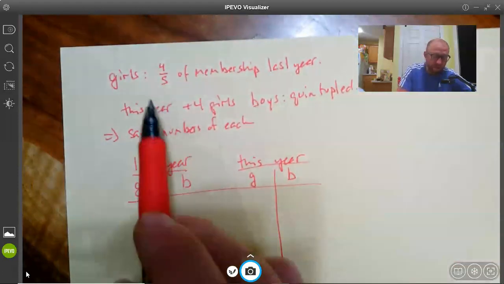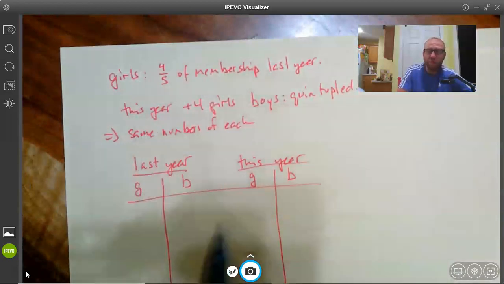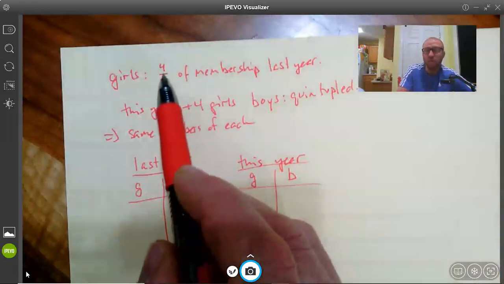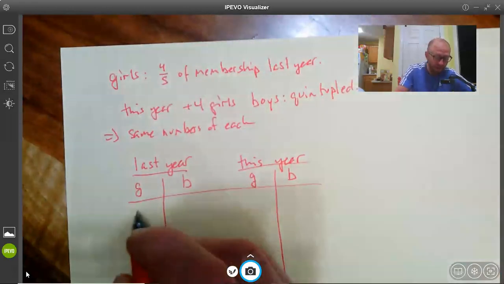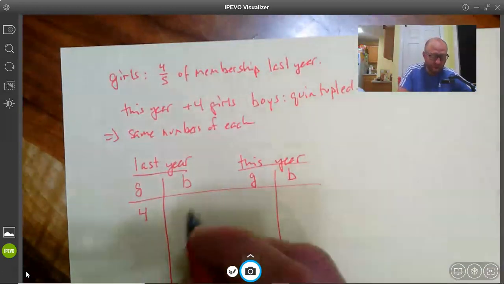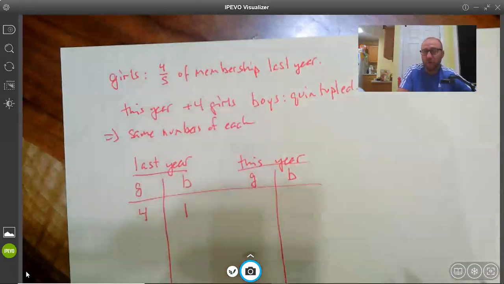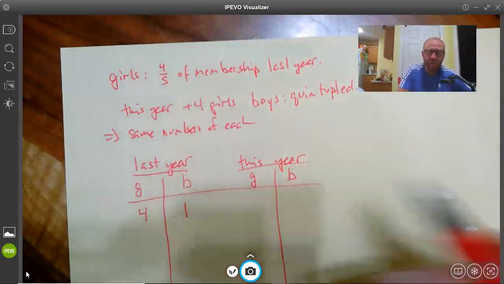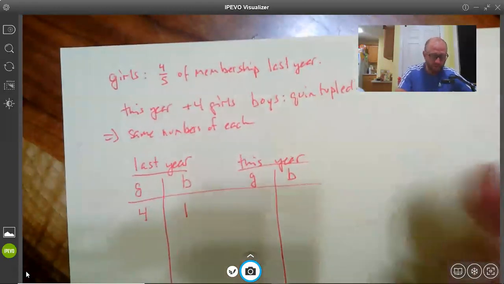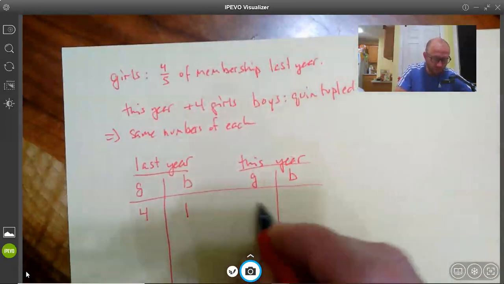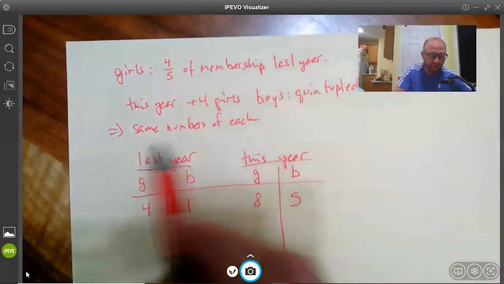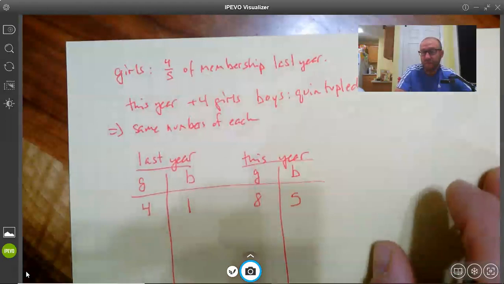Now it says that girls are 4/5 of the membership. So there's certain numbers we can guess and certain numbers that won't make any sense. So we can guess multiples of 4. And here's why. If I guess 4, that's 4/5, which is 4 out of 5. That means that the other 5th person is a boy. If I guessed, say, 3, then I would end up with some fraction of a boy, and it wouldn't make any sense. So we're only going to guess multiples of 4. So if there's 4 additional girls, then there's 8 this year, and then there'd be 5 boys. But it says that they're the same numbers of each this year. 8 is not the same as 5, so it doesn't work.